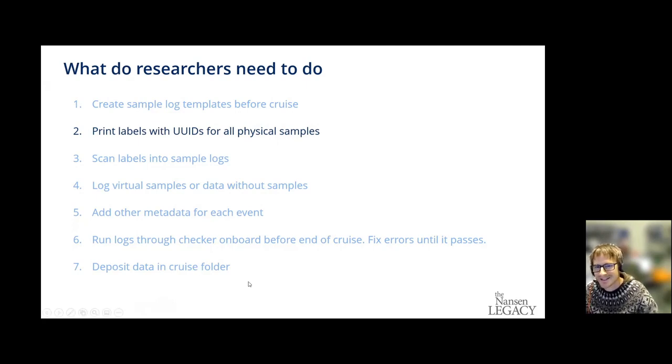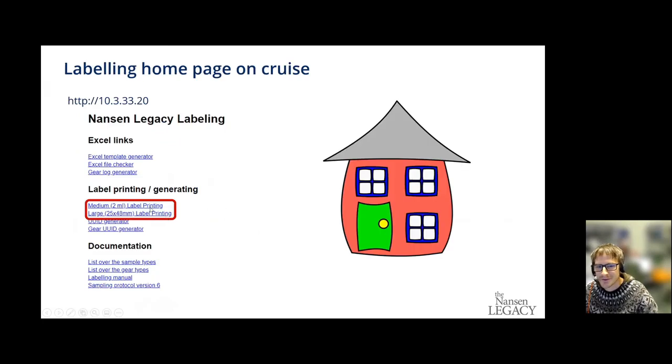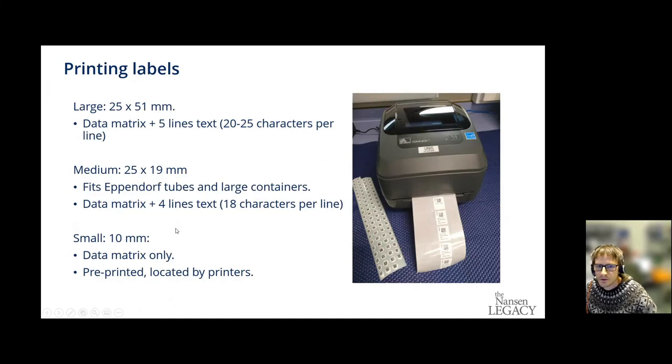Print the labels next for all the physical samples. You can do this from this homepage again. We have large labels, medium labels, and small labels. On the right, you can see these labels coming out of the printer. These are the medium labels. The larger ones are bigger, and the ones on the left-hand side are these small ones. So these small ones are only the data matrix. The others have some lines where you can fill in some text however you want to identify that sample.